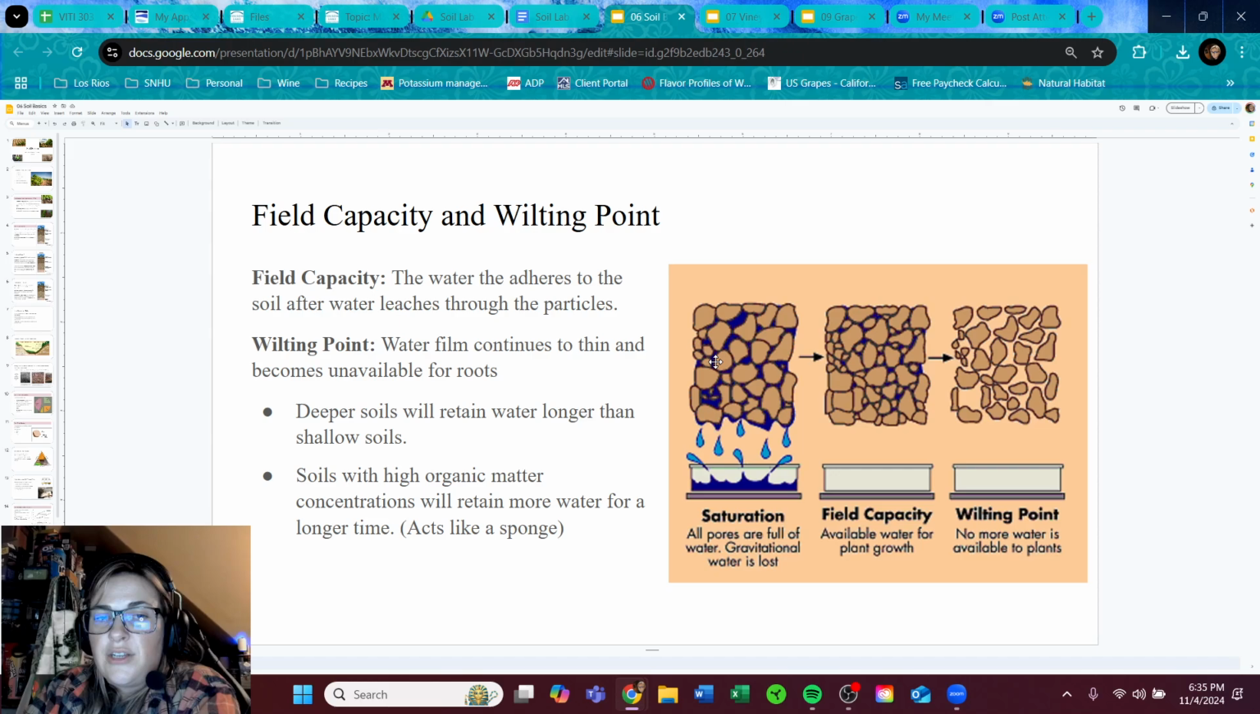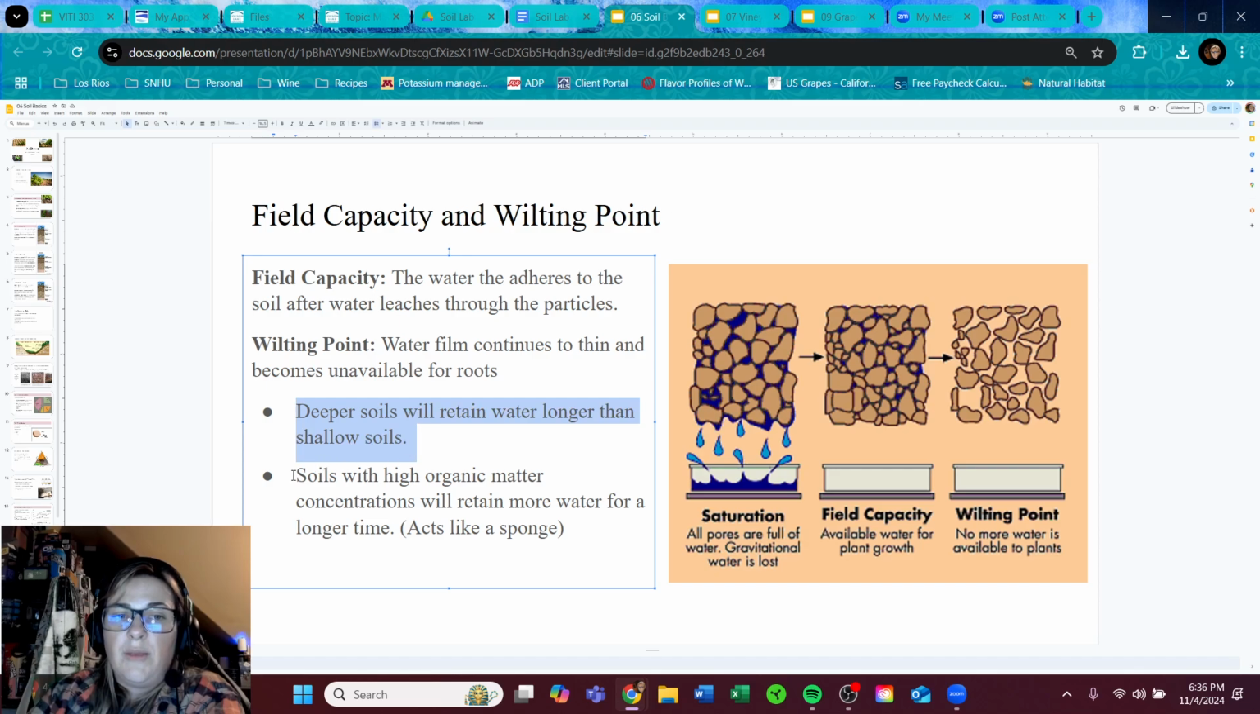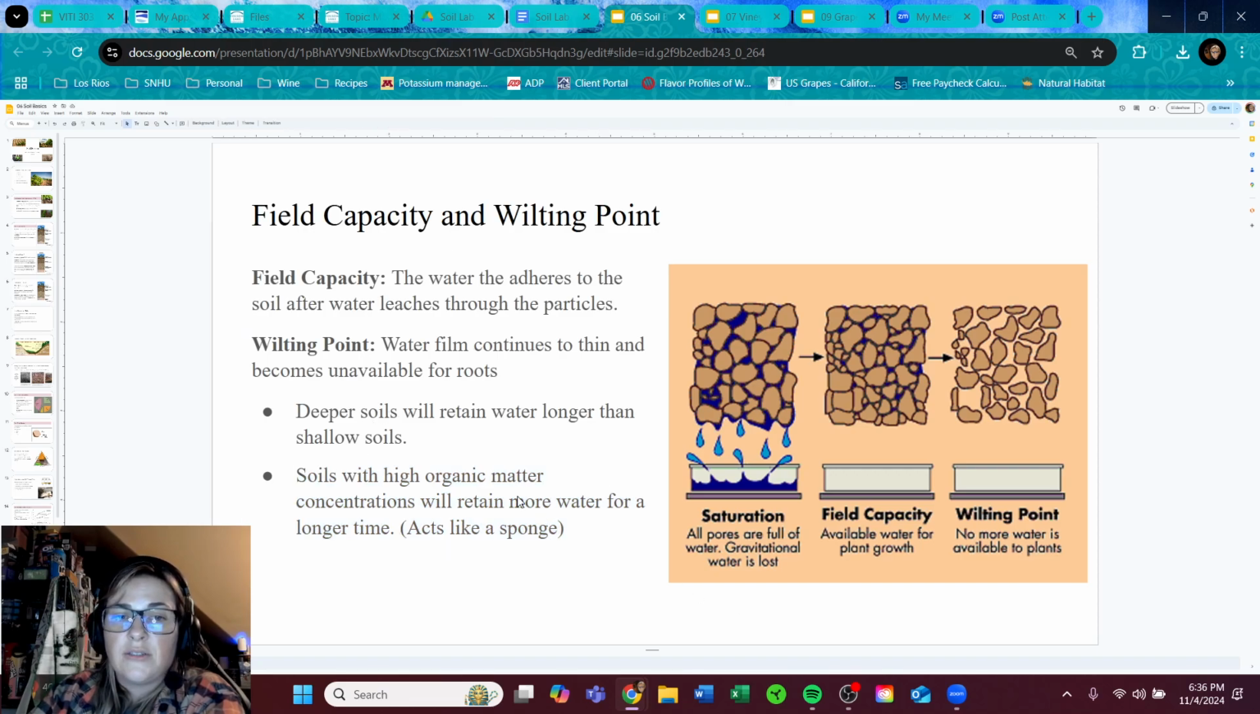So we have saturation, when the pores are full of water. Field capacity, which is the water that's left over after all the excess seeps out from gravity. And then the wilting point is when all that water is lost and there's no water available to any of the plants. I might ask you to define and describe those, but then also describe what soils may be like that keep a higher field capacity: deeper soils, and also soils with high organic matter will make a big difference.